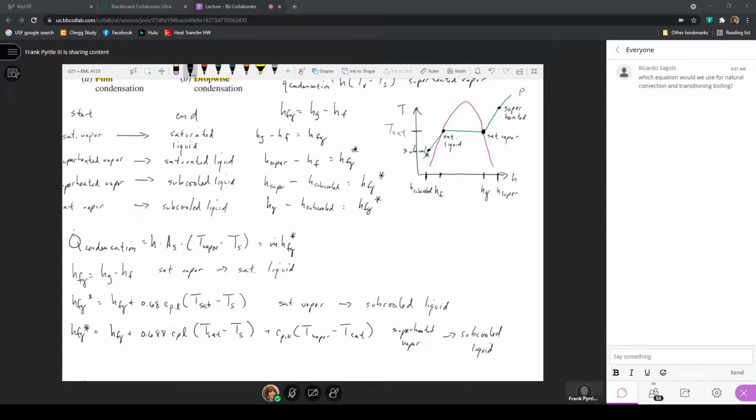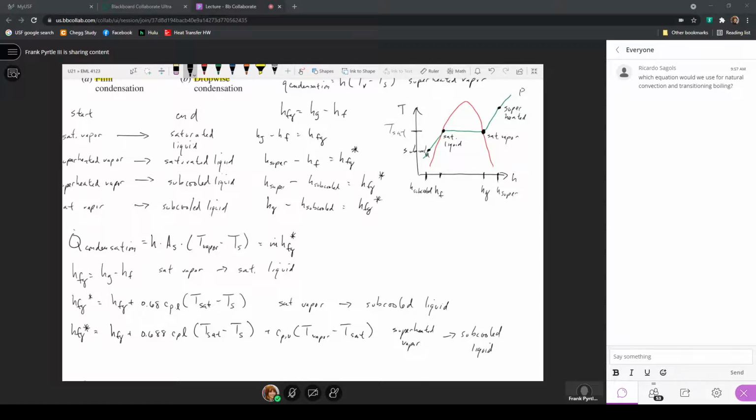HFG star is defined here when we move from a superheated vapor all the way down to a subcooled liquid. So if I look at these terms, HFG again describes the enthalpy difference between the vapor and the liquid phases. This first term will describe that heat transfer or that enthalpy change that occurs as we go from saturated liquid to subcooled liquid. This last term is a description of the enthalpy change that occurs as we go from superheated vapor to saturated vapor here.